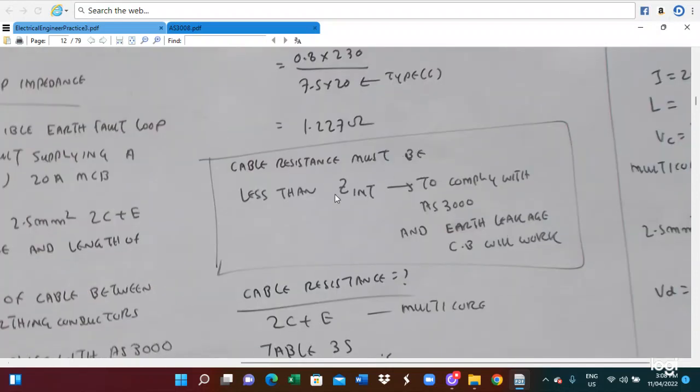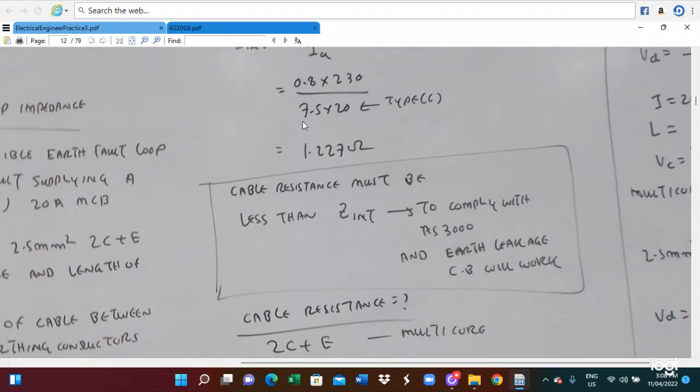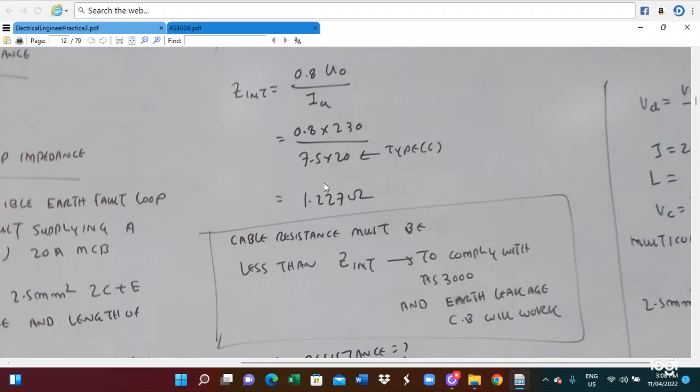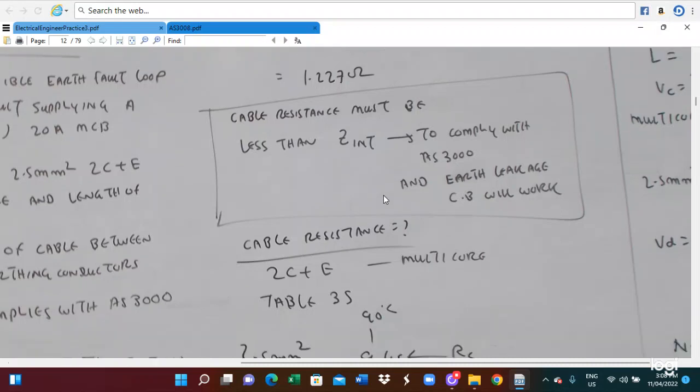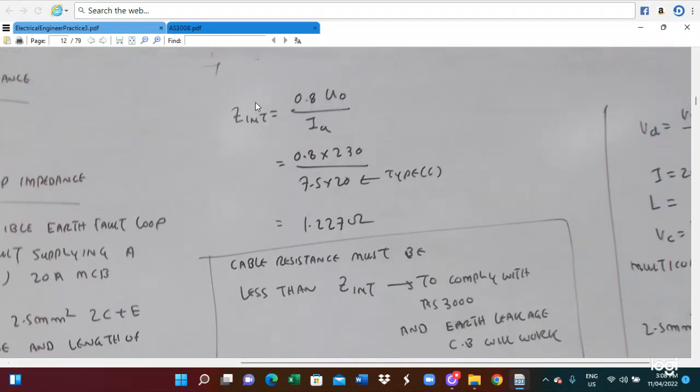The cable resistance must be less than the ZIND to comply with the ASR 3000 and for the leakage circuit breaker to work. This is the rule. When you calculate the cable resistance, it must be less than the calculated value ZIND. If the cable resistance is less than this value, the circuit breaker will be working. So firstly we calculate the ZIND, and then we got 1.227.